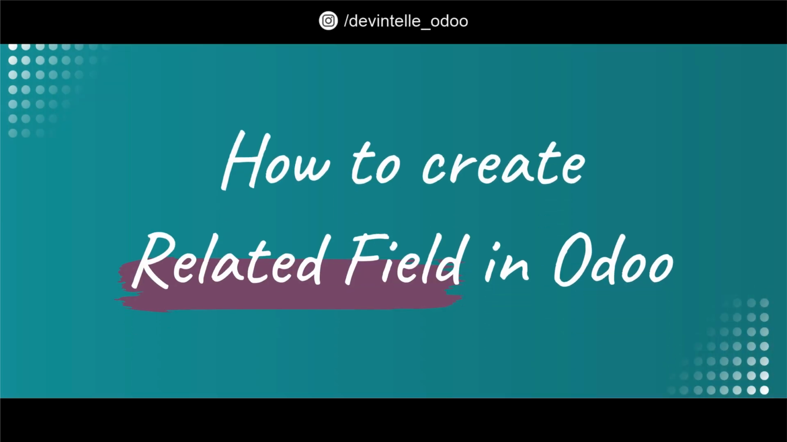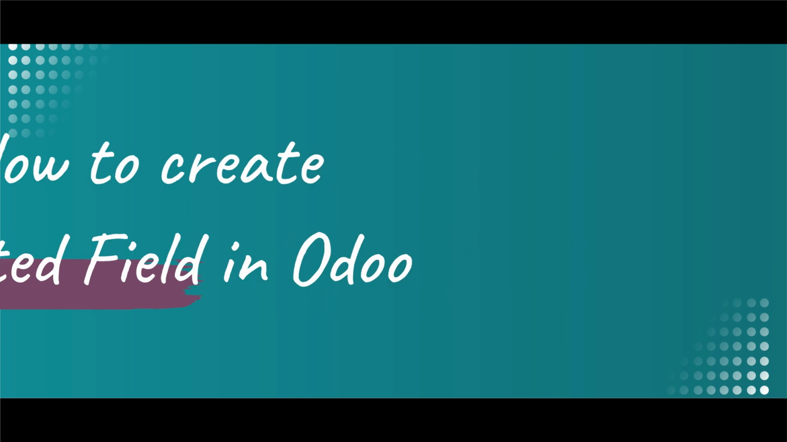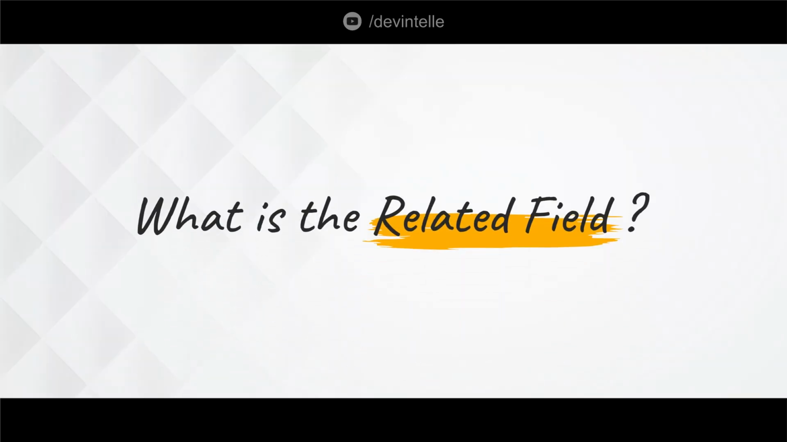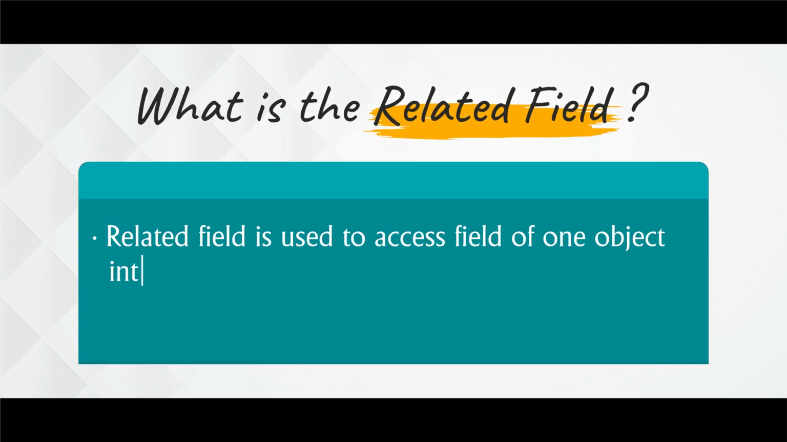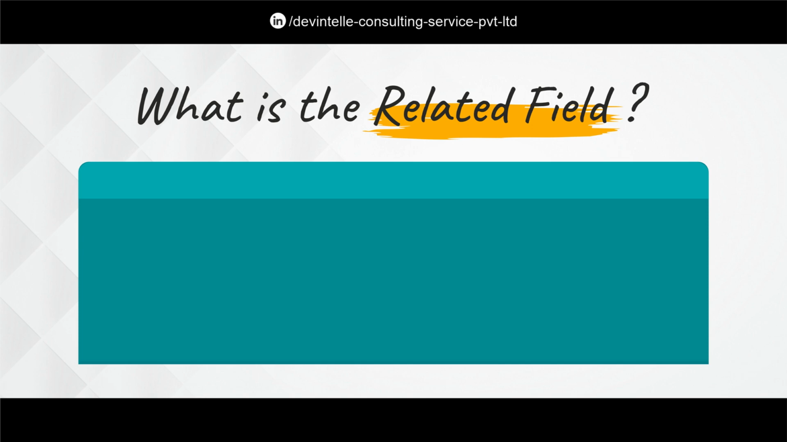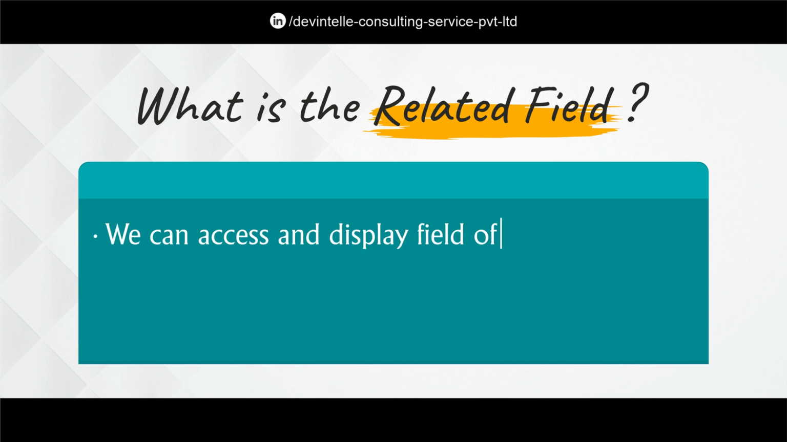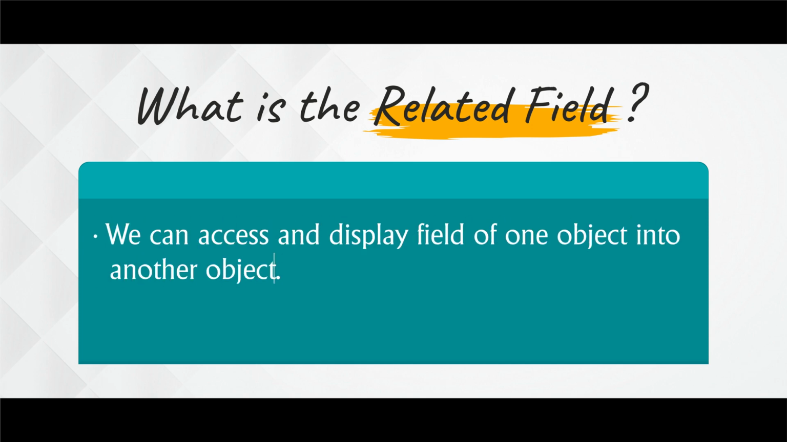Today we will learn how to create related field in Odoo. So let's start now. First of all, I will tell you what is the related field. Related field is used to access field of one object into another object. We can access and display field of one object into another object.